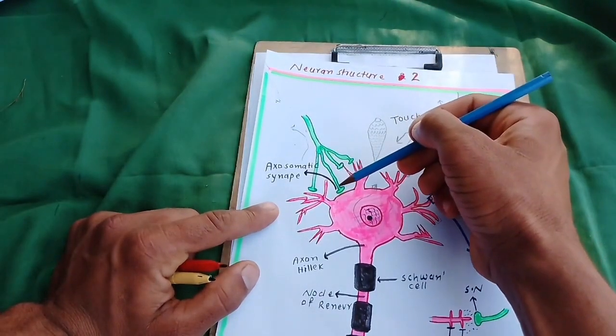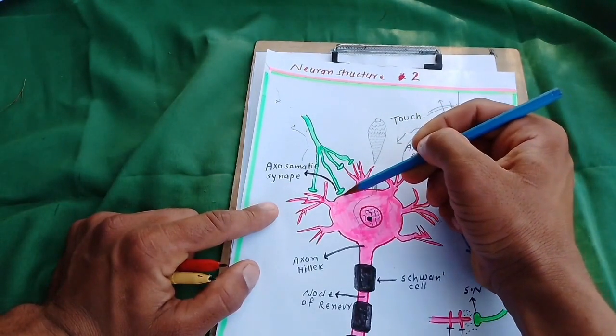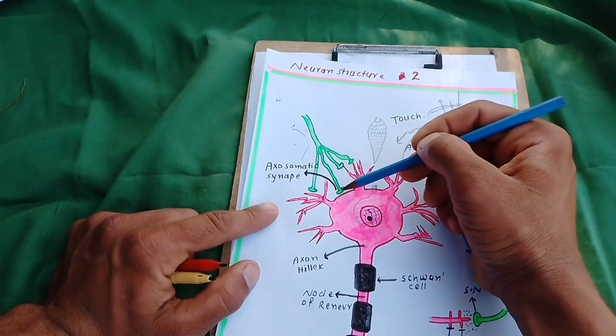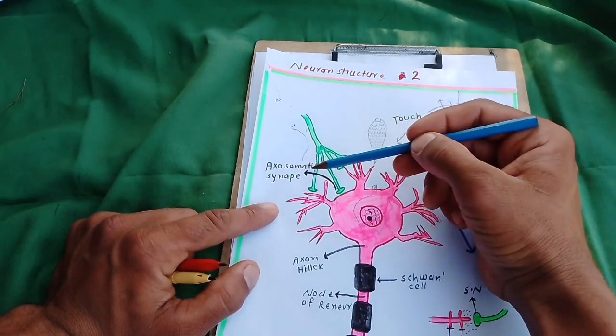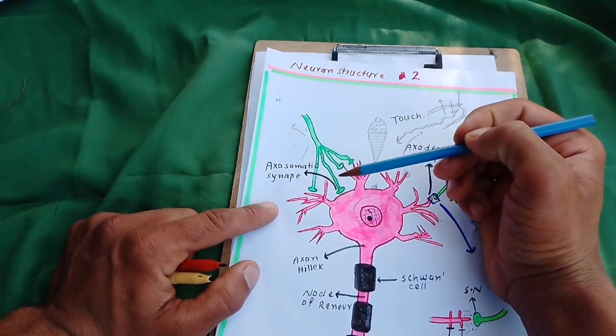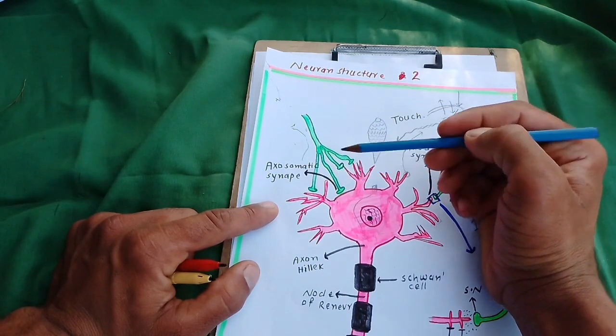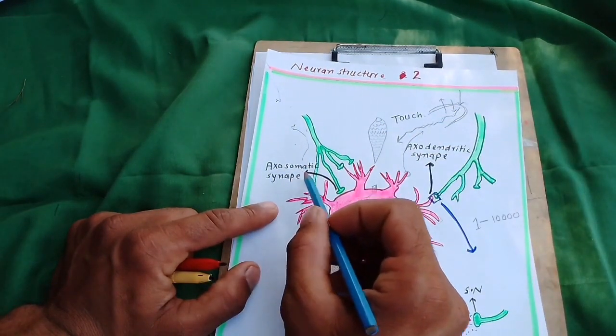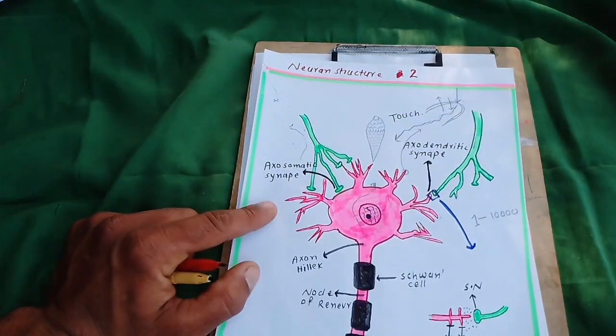When the axon makes a synapse with the cell body, this is the cell body, this is called an axosomatic synapse. It is called an axosomatic synapse because it makes a synapse with the soma. This is the soma. This is the cell body. Okay.